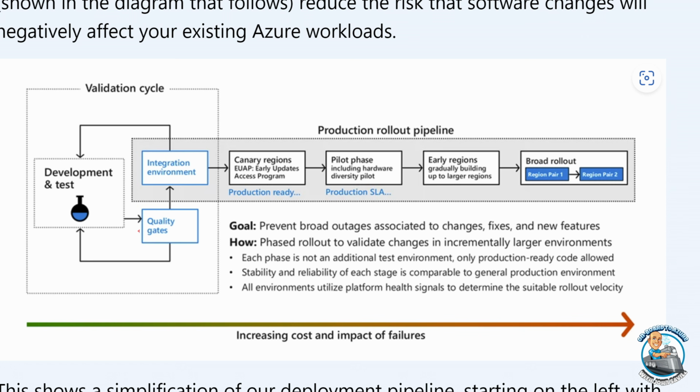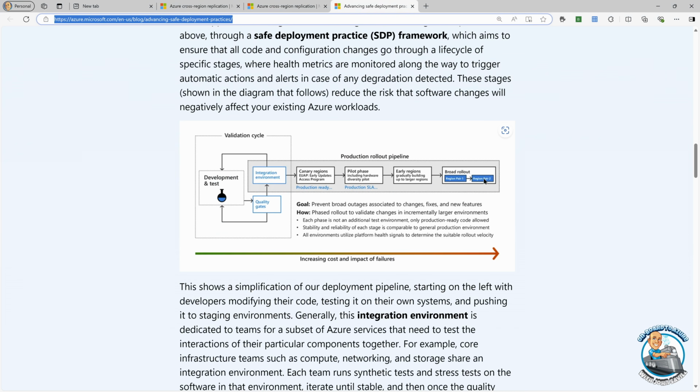So you can think there's lots of internal testing, lots of internal validation. It goes to the canary regions, which customers can sign up for. Then there's the pilot region and some smaller regions, then some early regions, and then the broad rollout, the regional pairs. One of the ones from the pair, and then the other one from the pair, and then the sovereign clouds, etc., etc.